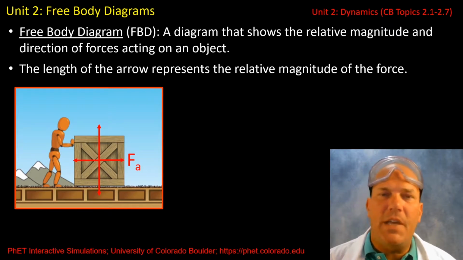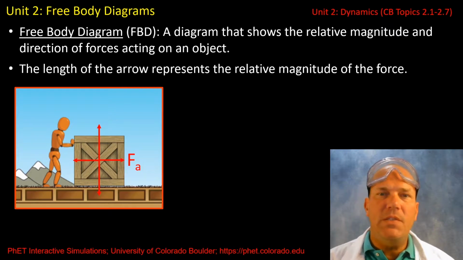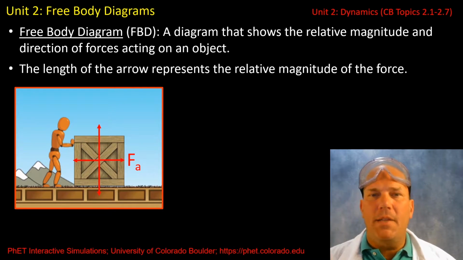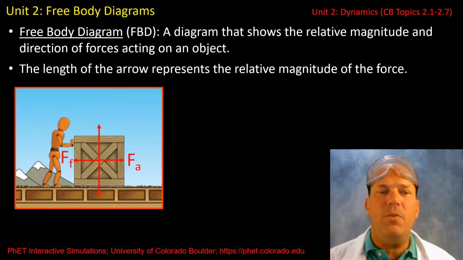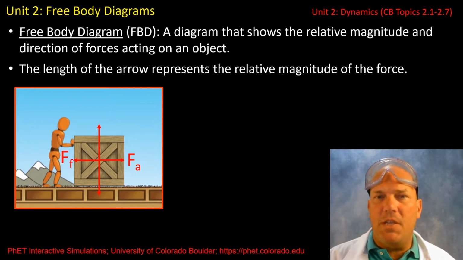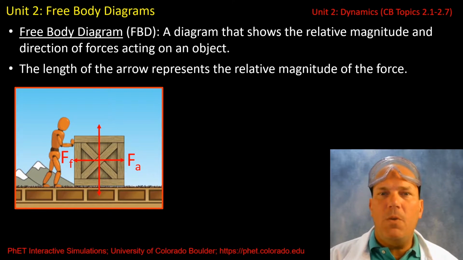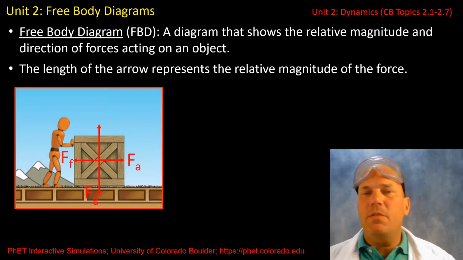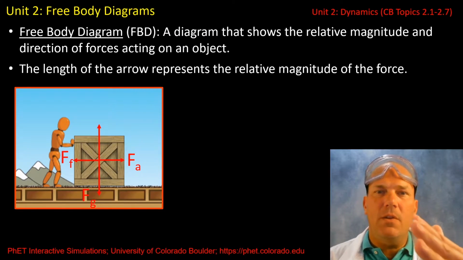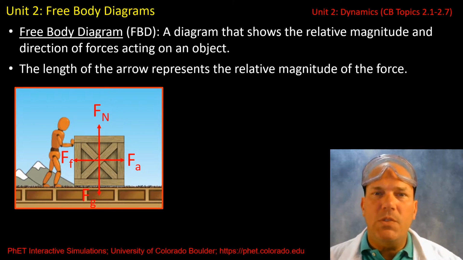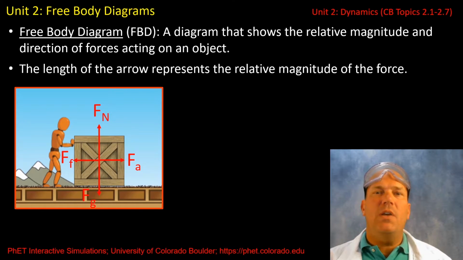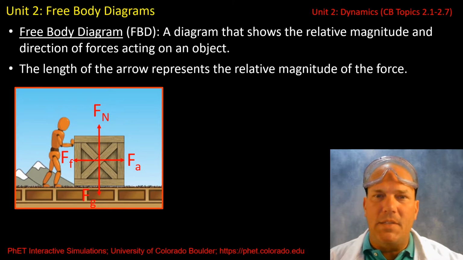Let's look at the forces on this crate again. You can see there is the force applied. That's the force of the man on the crate. There's the force of friction. That is the force of the road on the crate. There is the force of gravity. That is the force of the earth on the crate. There is force normal. That is the force of the road on the crate.